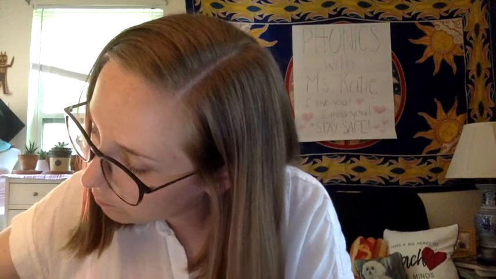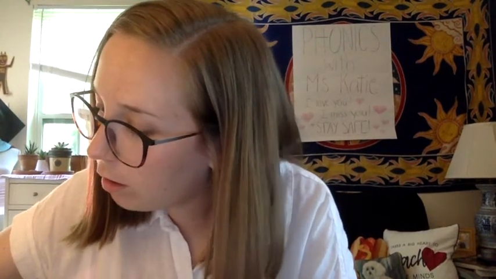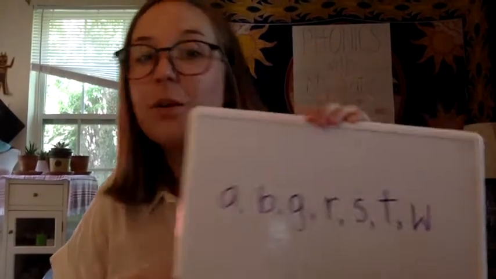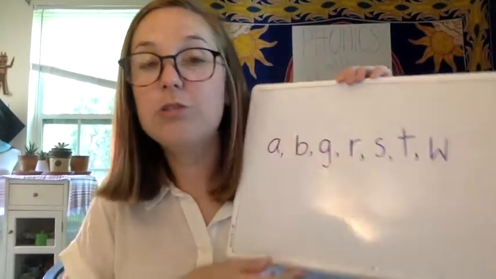So I'm going to write down those letters that I want you to use. I want you to use A, B, G, R, S, T, and W. So these are the letters I want you to use with your magnetic letters to make 2 or 3 words with that AG pattern at the end, okay?